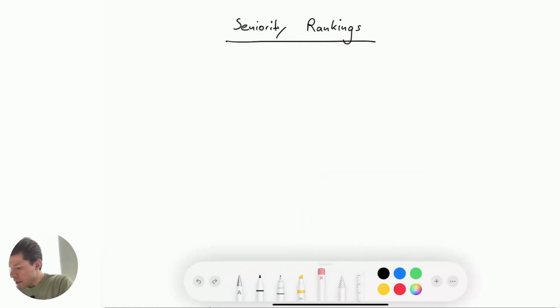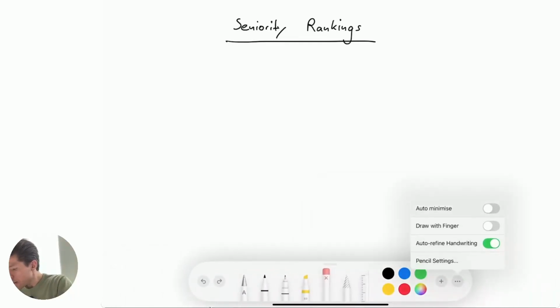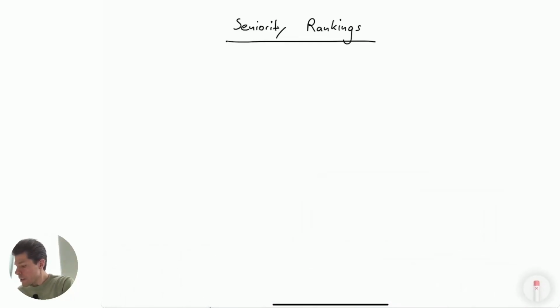What we are discussing today is seniority rankings. Seniority rankings is part of subordination in finance. Subordination refers to the ranking of claims in terms of repayment priority during a company's normal operations or in the event of bankruptcy, liquidation or default. And it basically determines which investors or creditors are paid first and which are paid later or not at all.